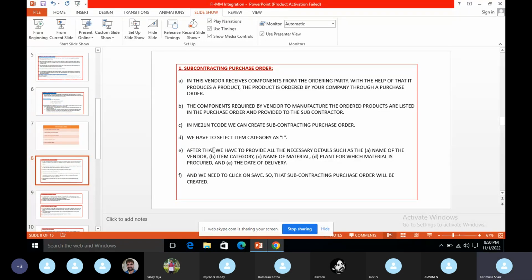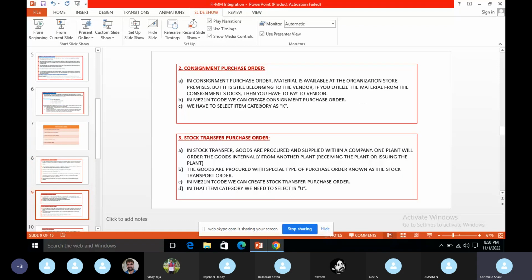In the ME21N T code, we create a subcontracting purchase order. There we need to select item category as L. With that item category only, this PO will be converted into a subcontracting purchase order. After that, as you all know, we have to provide all the necessary details such as name of the vendor, item category, name of the material, plant for which material is produced, and date of the delivery. And then we need to save so that the subcontracting purchase order will be created.